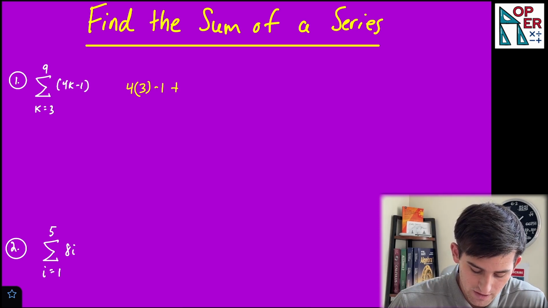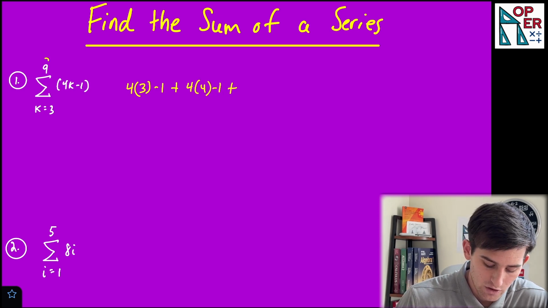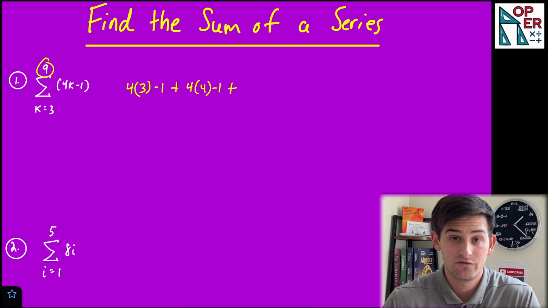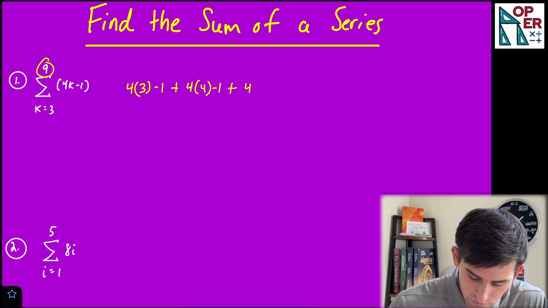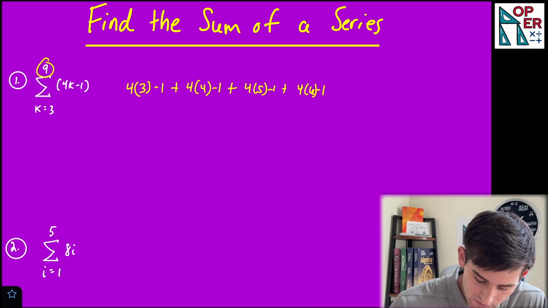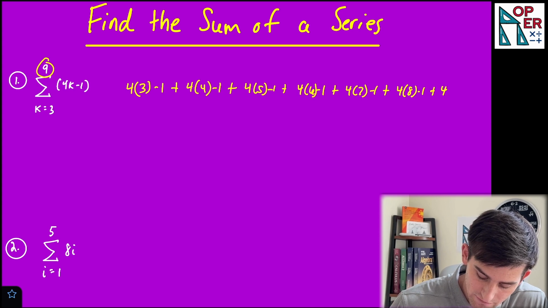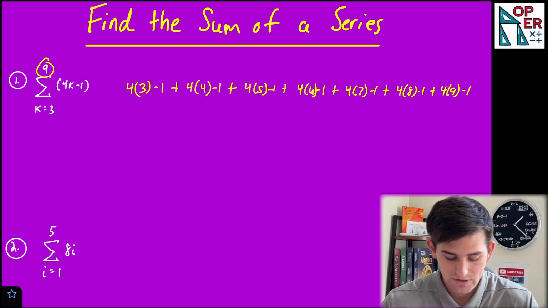So now I'm going to say plus, and I'm going to do 4 times 4 minus 1, plus, and I'm going to go all the way until I plug in 9 for k. All right, so 4 times 5 minus 1, 4 times 6 minus 1, 4 times 7 minus 1, 4 times 8 minus 1, and lastly 4 times 9 minus 1. So now let's just evaluate these.